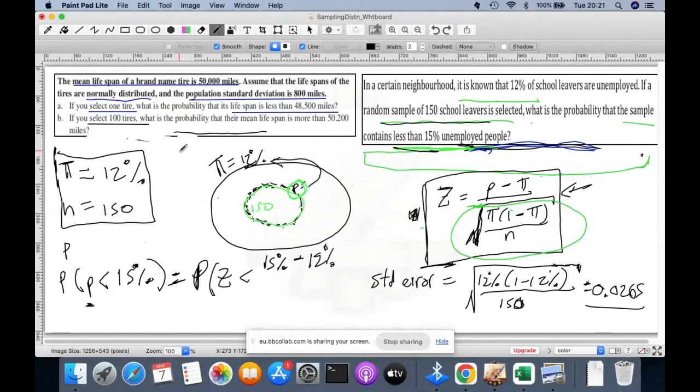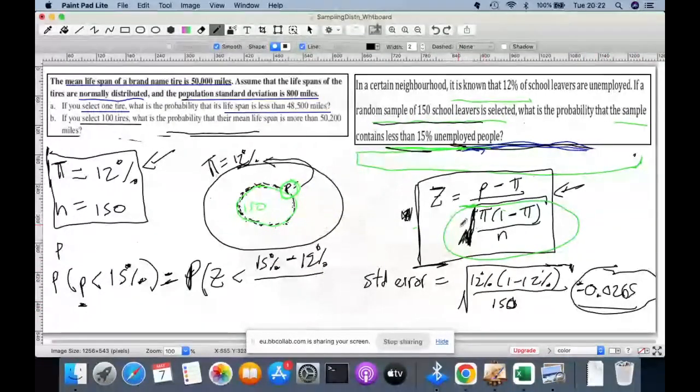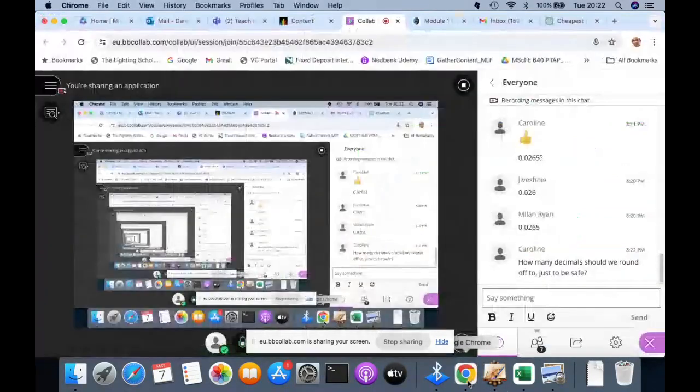That's your pi value according to what we wrote here. And the denominator, now instead of writing this whole square root thing here, I don't need to because we worked it out. You've done it. So instead of writing that whole thing in the denominator, I just need to write 0.0265.